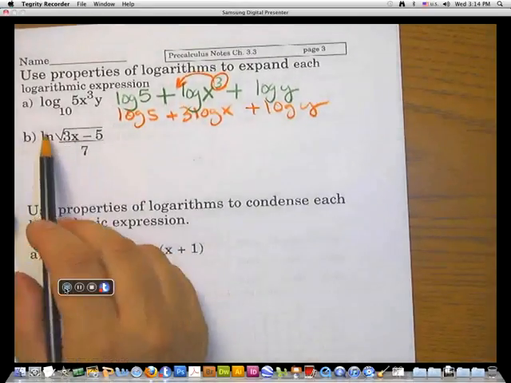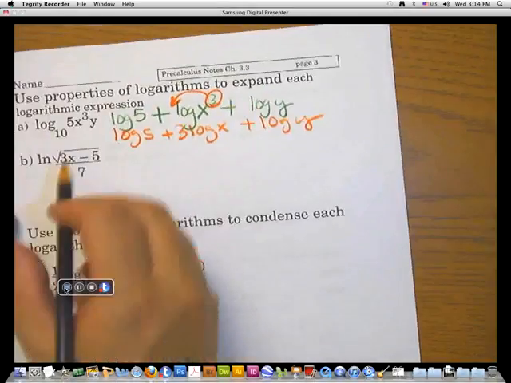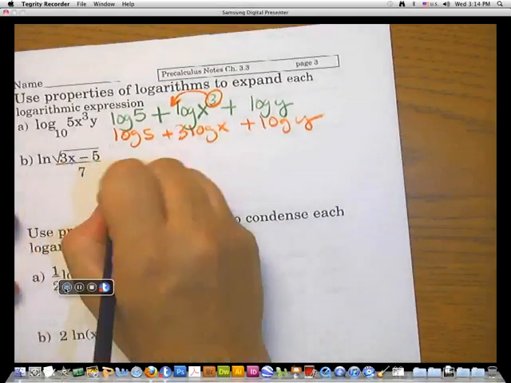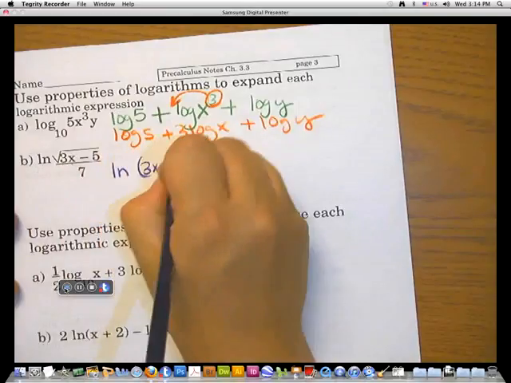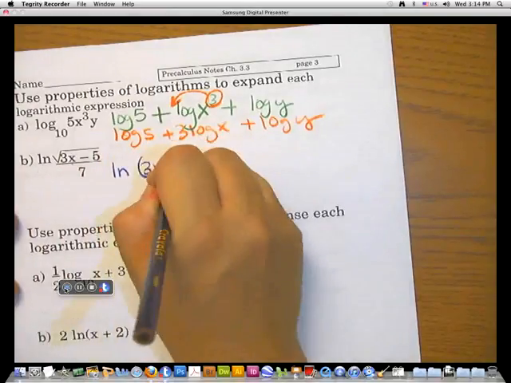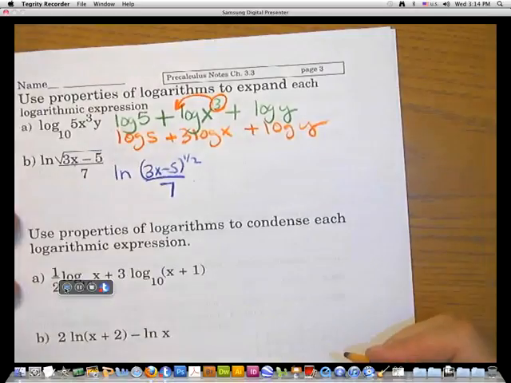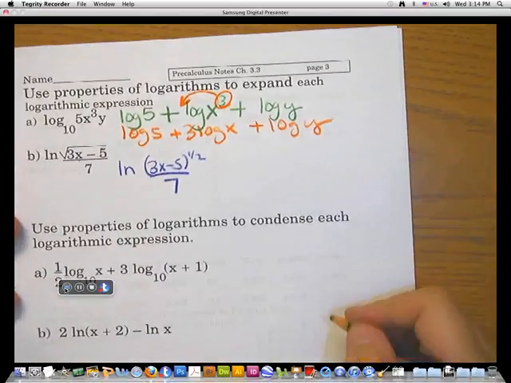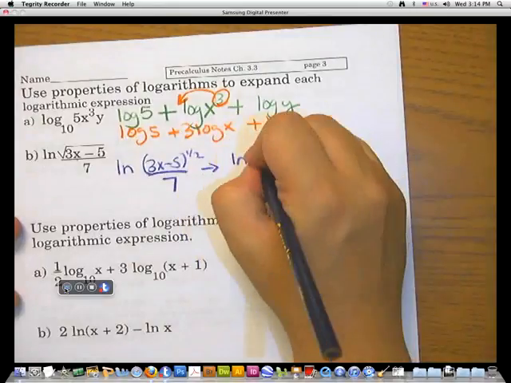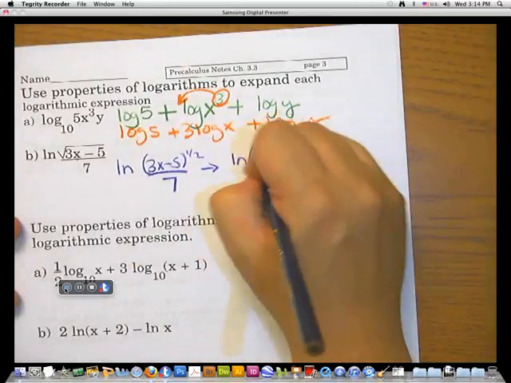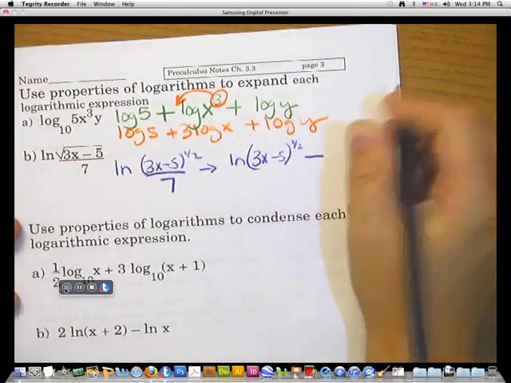All right, natural log, doesn't matter, ln or log. First thing we're going to do is that we should recognize that a square root means 1/2. We should be able to write that as an exponent. Now I have division. So division means that I get to separate with subtraction.